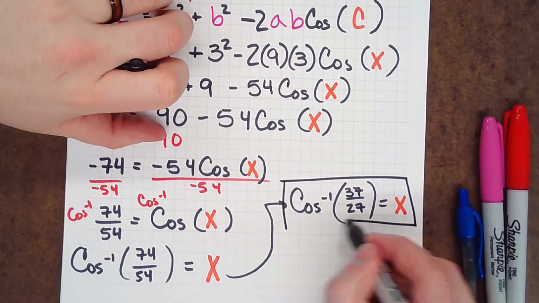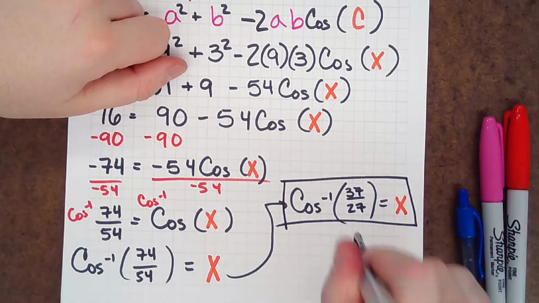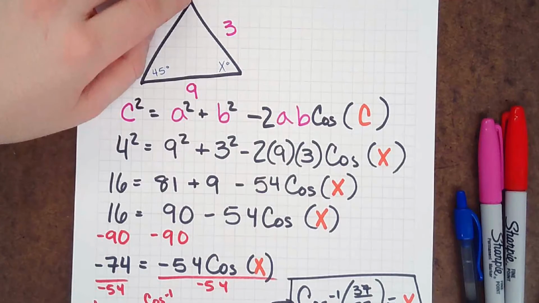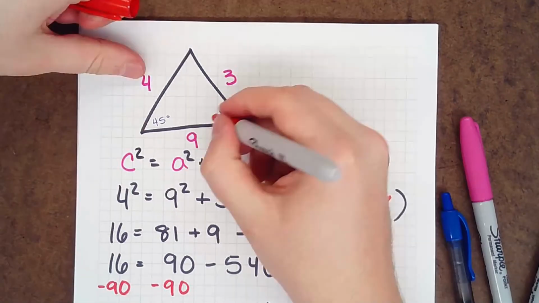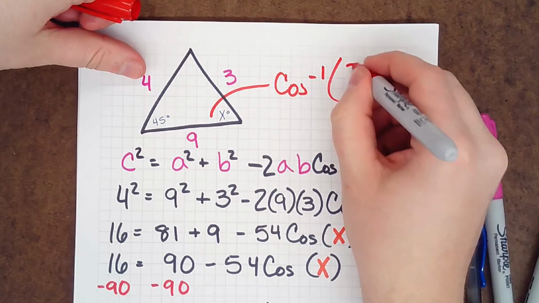Could you plug this in a calculator and get a decimal? Yes, you could. Knock yourself out. I'd rather not. So x is going to be the cosine inverse of 37 over 27. That's what this angle measure is going to be. So that angle measure is going to be the cosine inverse of 37 over 27.